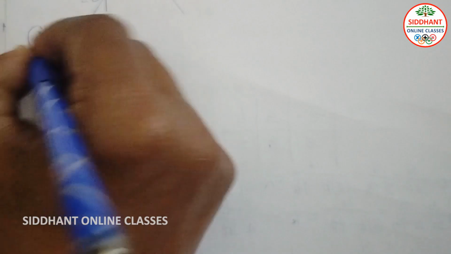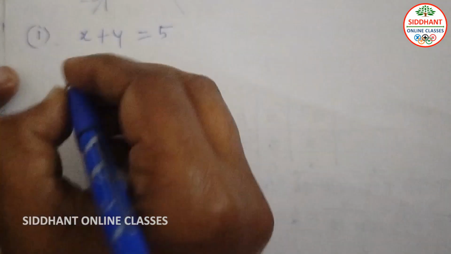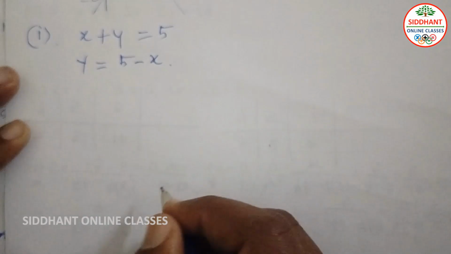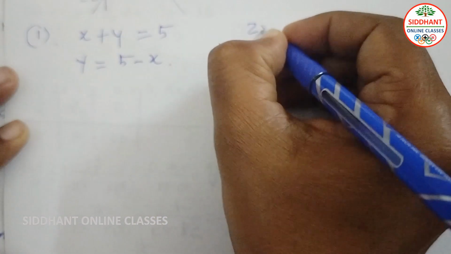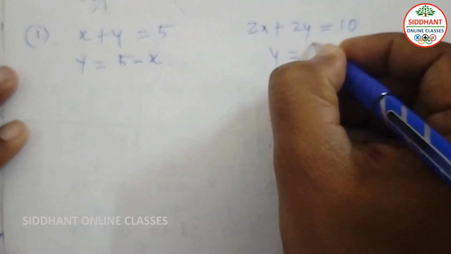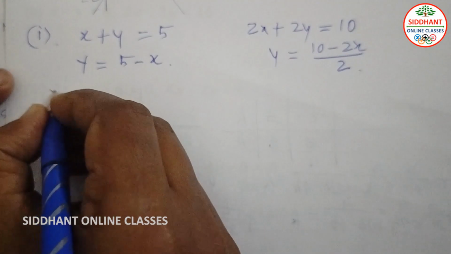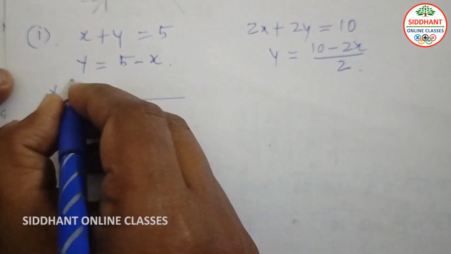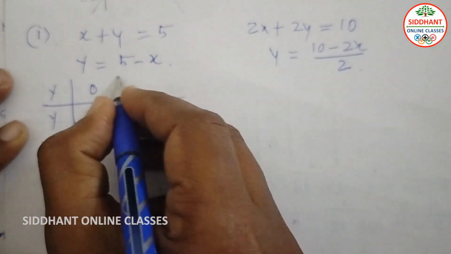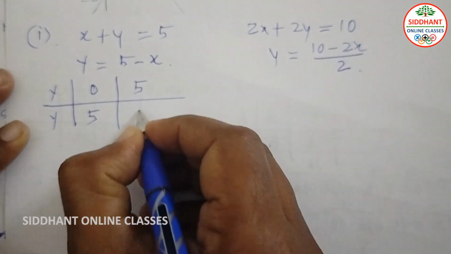The first one: when you see the equation x plus y equal to 5, y equals 5 minus x. And the second one: 2x plus 2y equal to 10, so y equals (10 minus 2x) by 2. When you find the x and y values here, when x is 0, y will be 5. When x is 5, then y will be 0.